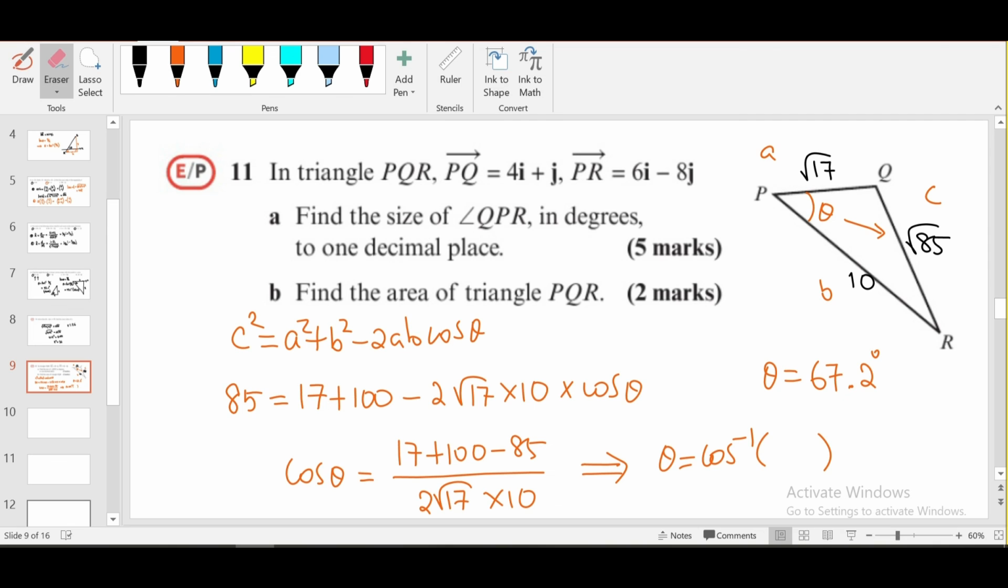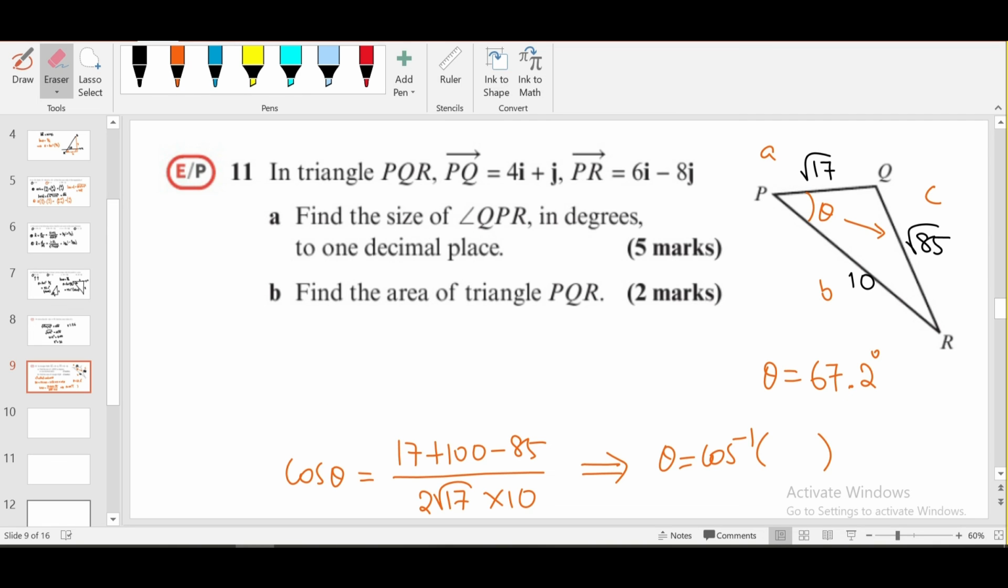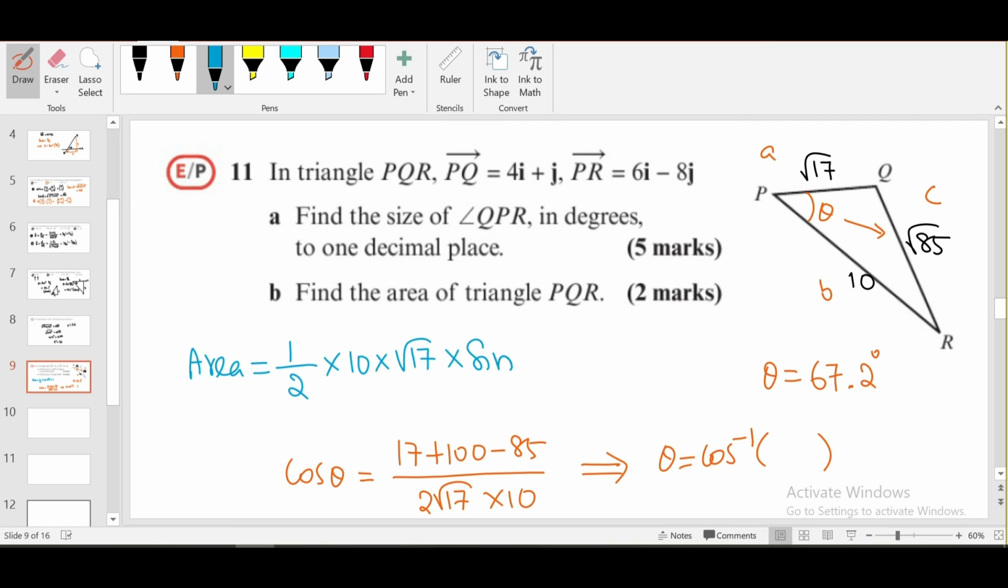Yeah. Okay, how do you find the area of the triangle now? Half AB sine C. Sine C, very good. Half AB, where A and B are the two adjacent sides of the angle, sine 67 point whatever the actual value you got. Yeah. Okay, so I got 19 as the answer. 19 square units. So that's the end of this topic.